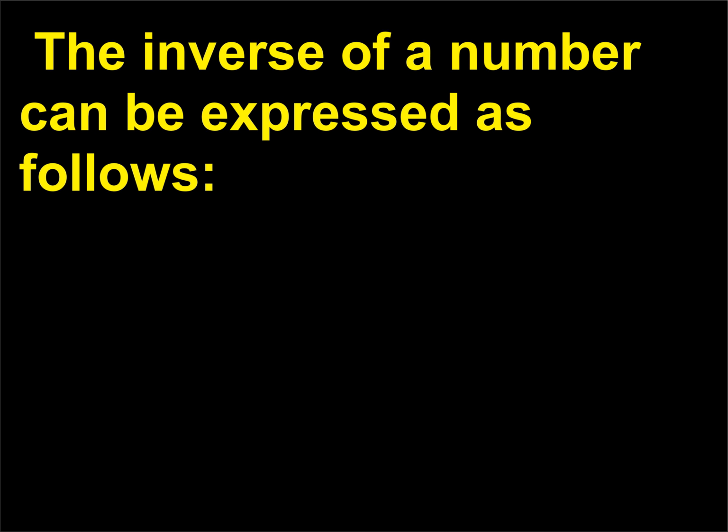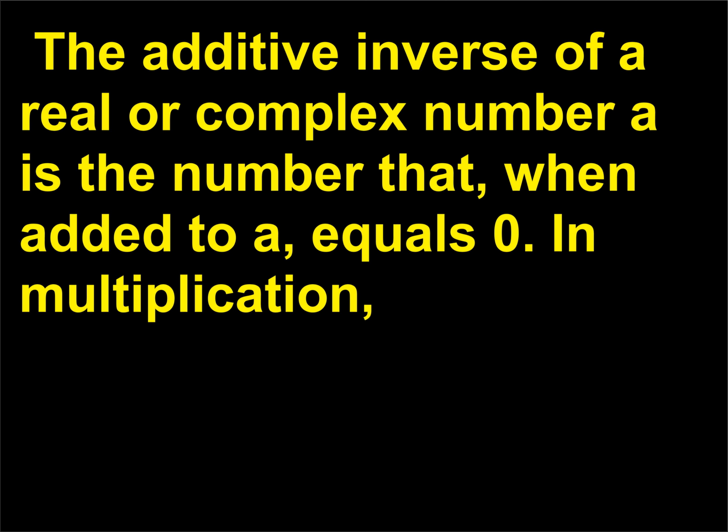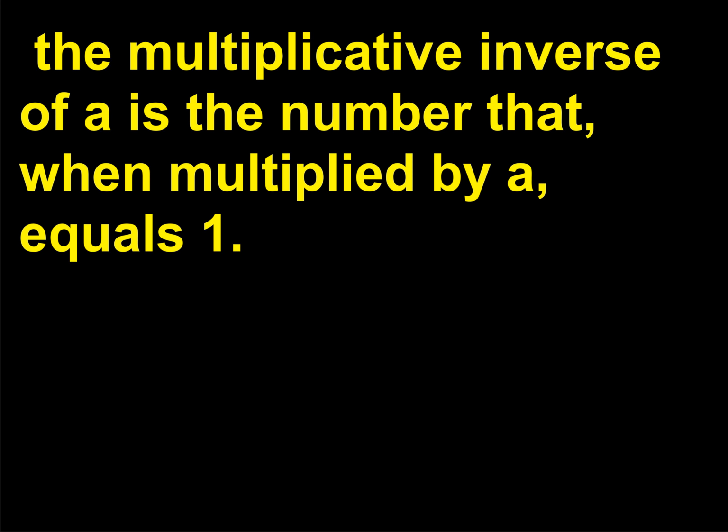The inverse of a number can be expressed as follows. The additive inverse of a real or complex number a is the number that, when added to a, equals 0. In multiplication, the multiplicative inverse of a is the number that, when multiplied by a, equals 1.